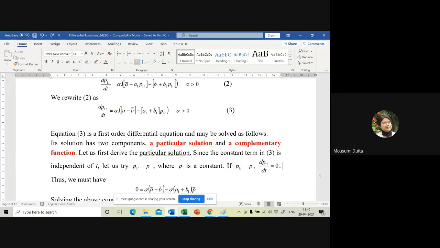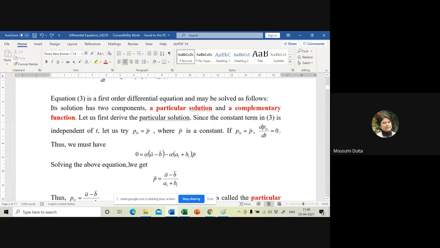So I'm considering P1t to be equal to P bar, the intertemporal solution or particular solution. It is a particular value for P1t. If P1t is equal to P bar, is this clear to all of you? dP1t by dt will be equal to 0. Is it clear? Yes, ma'am. There will be no change. If I take the derivative of a constant, that will be equal to 0.